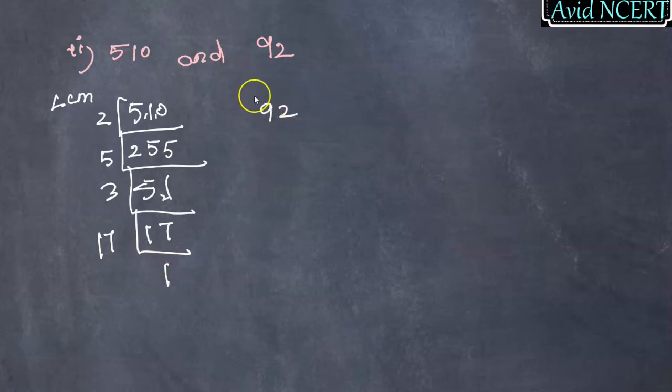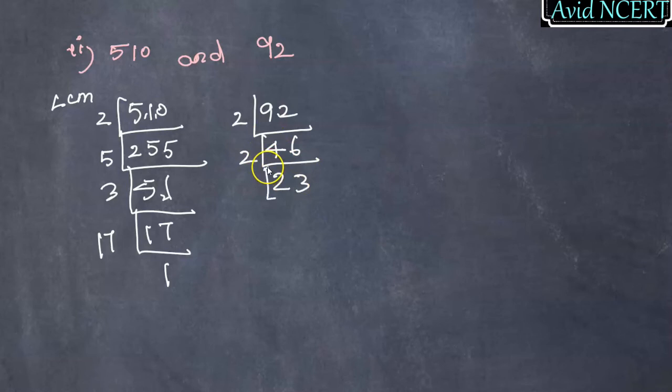Now for 92, since it is ending with 2, we can take 2 4 times is 8, 2 6 times is 12, 2 2 times is 4 and 2 3 times is 6. So 92 is 2 into 2 into 46, and 46 is 2 into 23. 23 is a prime number, so we can directly take it as 23 1 time.